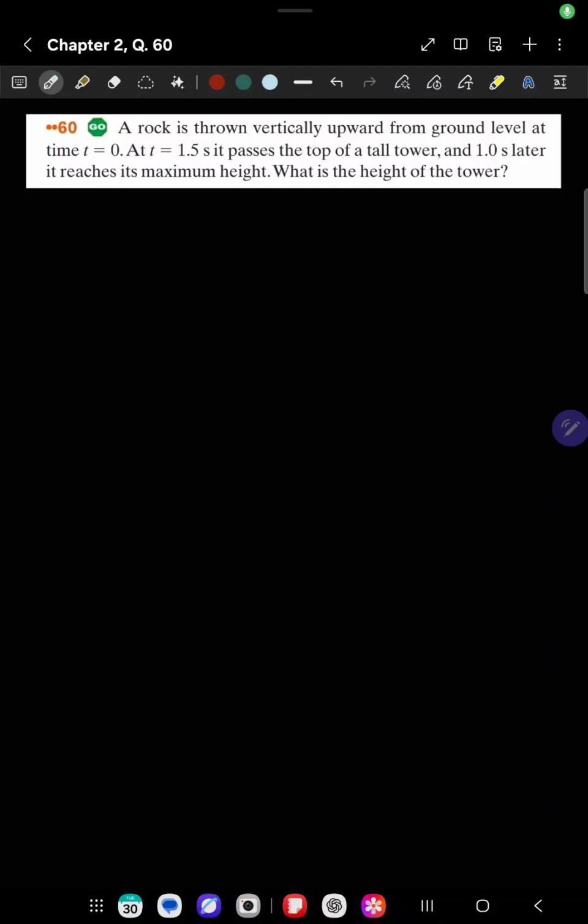In this question it is saying a rock is thrown vertically upward from ground level at time t equal to 0. At t equal to 1.5 seconds, it passes the top of a tall tower, and 1 second later it reaches its maximum height. What is the height of the tower? Okay, so I'm drawing the situation here.